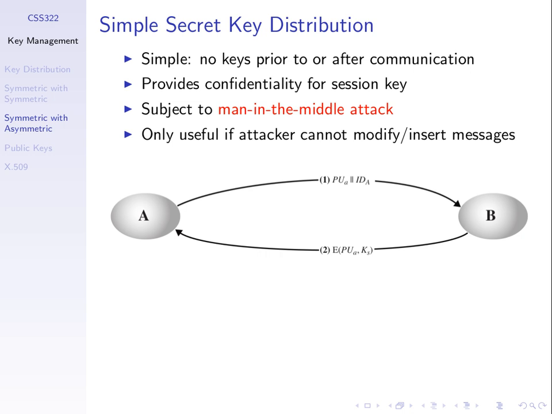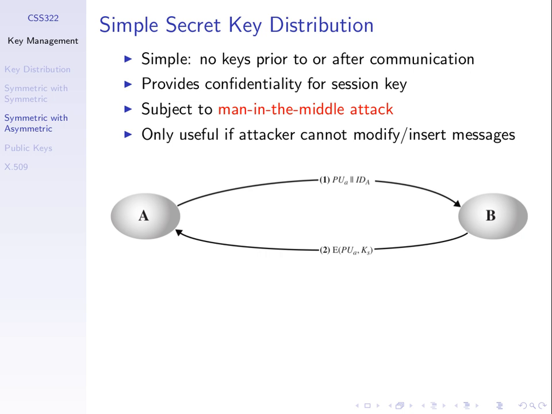Here's a very simple one. A sends its public key to B and its identity, saying, I am user A, here is my public key, and B selects or generates a session key, KS, and encrypts that session key with the public key of A. Sends it back to A, and now B has the session key, B selected it, and A can decrypt this message because A has its own private key. No one else can decrypt this message because no one else has the private key of A, and therefore the session key has been received by A and no one else. So this is a very simple way for A and B to get the shared session key KS.